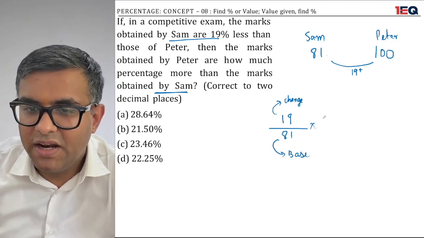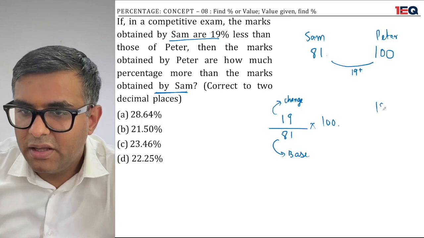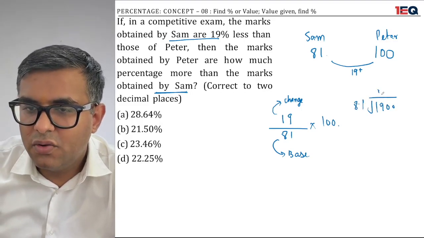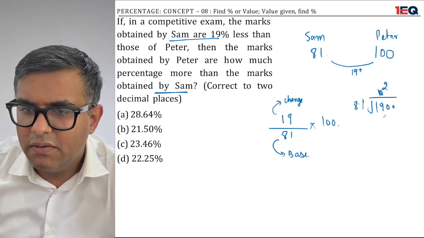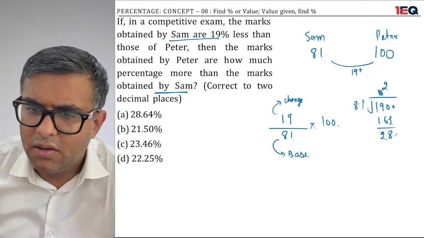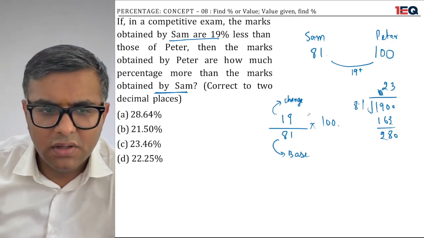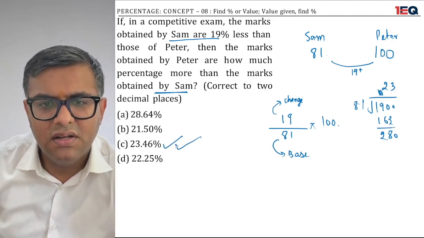I would multiply it by 100. Okay, quickly taking the long division route. 81 twos are 162. Then again 8, then 28, 280. 8 threes are 24. Yeah, that's good. So 23 point something something. So 23.46 is the correct answer.